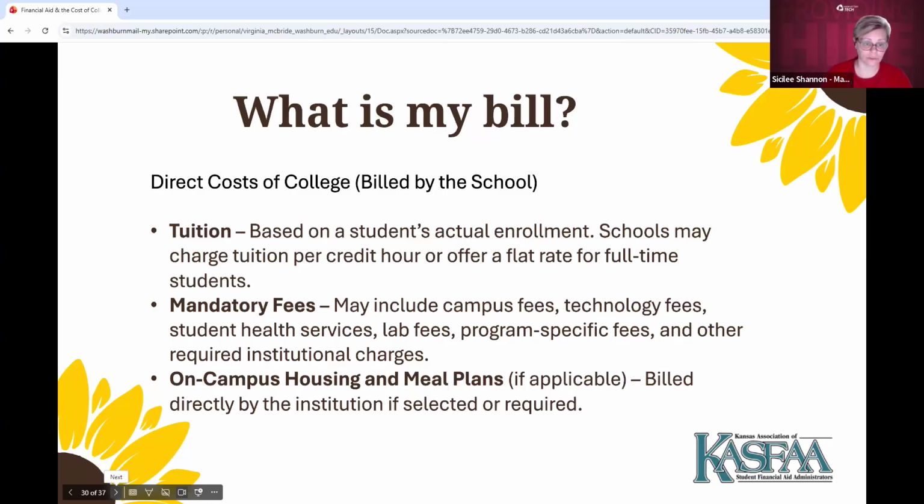Some schools have mandatory fees. This could include things such as campus fees, technology fees, student health services, lab fees, program-specific fees, and other required institutional charges. And then if applicable, some schools have on-campus housing and meal plans. This would be billed directly by the institution if selected or required.